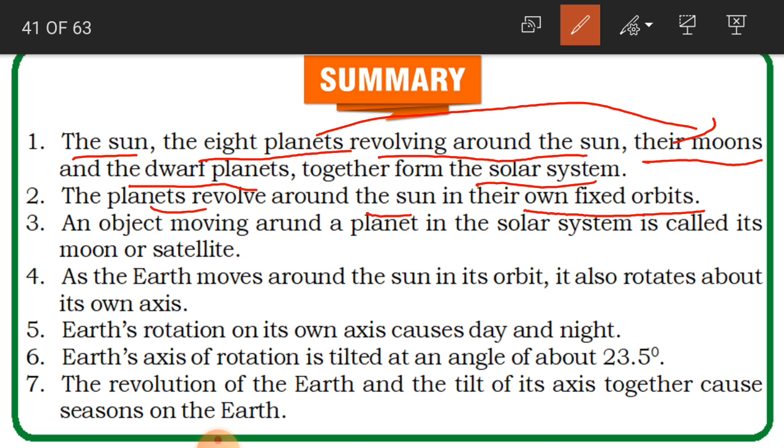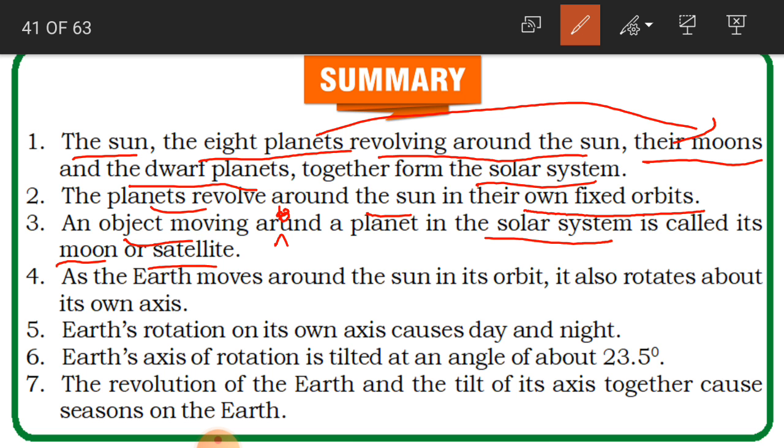And the third point is an object moving around, children. Here O is missing after R. An object moving around a planet in the solar system is called its moon or satellite. Okay, so an object which is moving around a planet is called its moon.